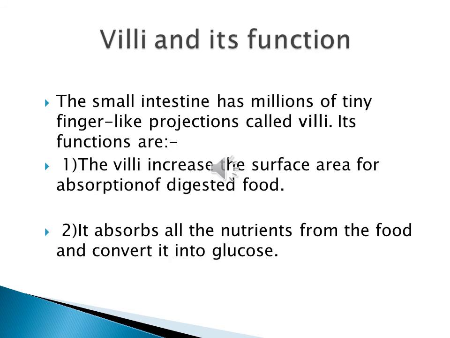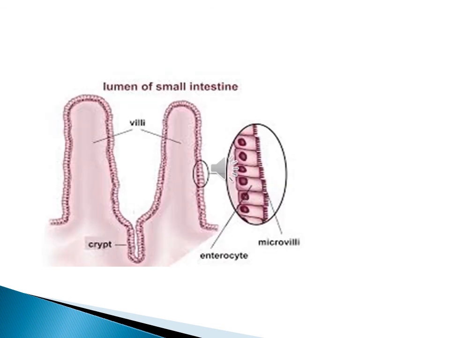The last part of this chapter revision is villi and their function. What are villi? They are small hair-like projections found in the small intestine. And what is their function? They increase the surface area for absorption of food, and they also absorb the nutrients and convert them to sugar or glucose. These are all the important things which may come in your exam for second term. So learn this PowerPoint with concentration and prepare yourself for the exam.